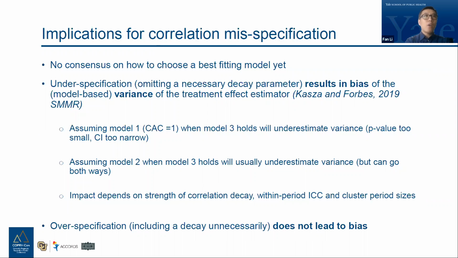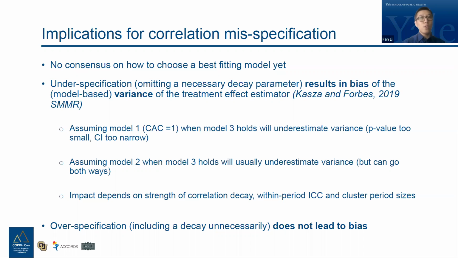So despite all these options we have, currently there is no consensus on how to choose the best fitting model yet in the context of SW-CRTs, but there are some generic rules of thumb that may be helpful and informative for designing studies using these models, including that under-specification, such as omitting a necessary decay parameter, can result in biases of the variance of the intervention effect. For example, assuming model 1 when model 3 actually holds can underestimate the variance, leading to a too small p-value and too narrow confidence intervals.